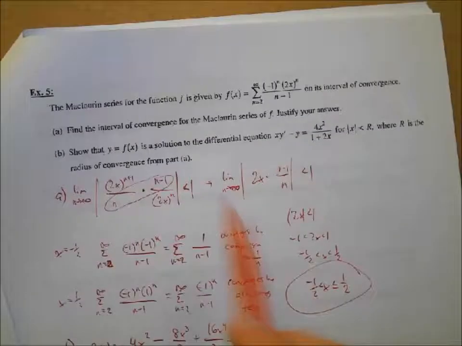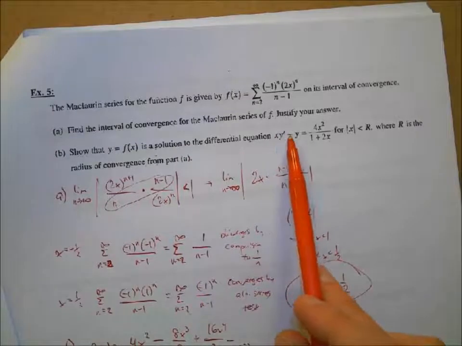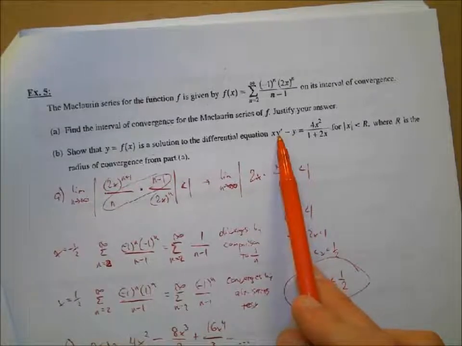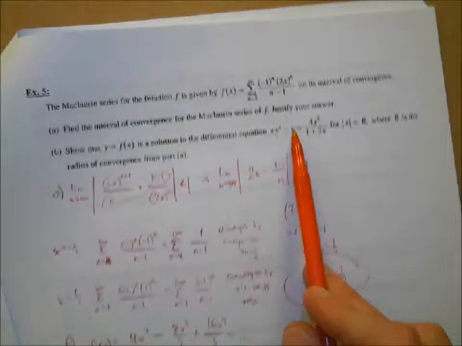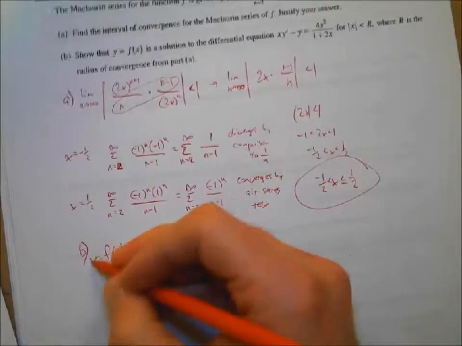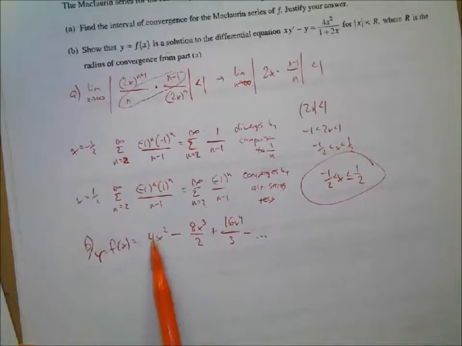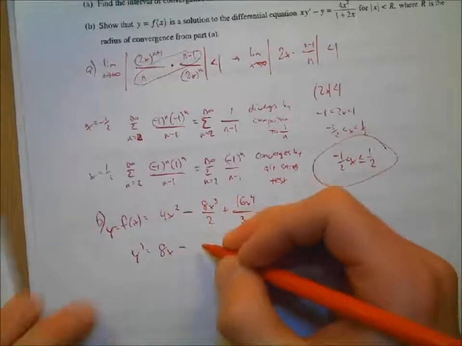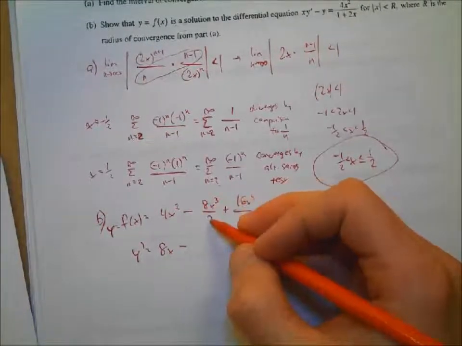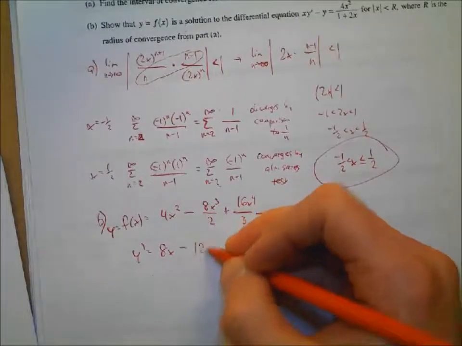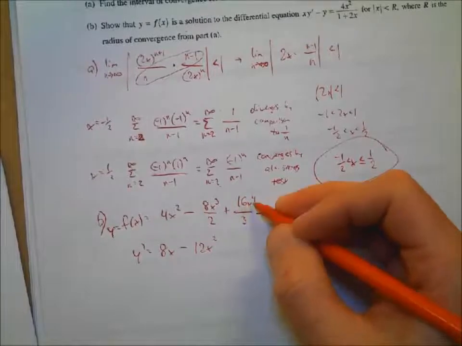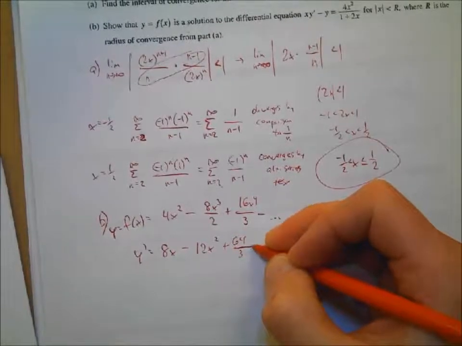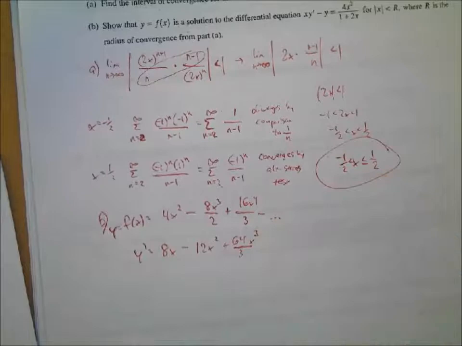But again, we want to show that this is a solution to the differential equation xy prime minus y. So in order to do this, I'm going to take y prime, multiply by x, and then subtract a y. So here's f of x, which is the same thing as y. We're told that y is f of x here. So if I want to find y prime, what do we need to do to these terms? Take the derivative, right? So y prime then is going to be 8x minus, and if you'll permit me, I'm going to simplify. 8 over 2 is 4, and then bring the 3 out front. So it'll be 12x squared. And then 16 over 3 doesn't simplify, so it'll be 64 thirds x to the third, minus dot, dot, dot.